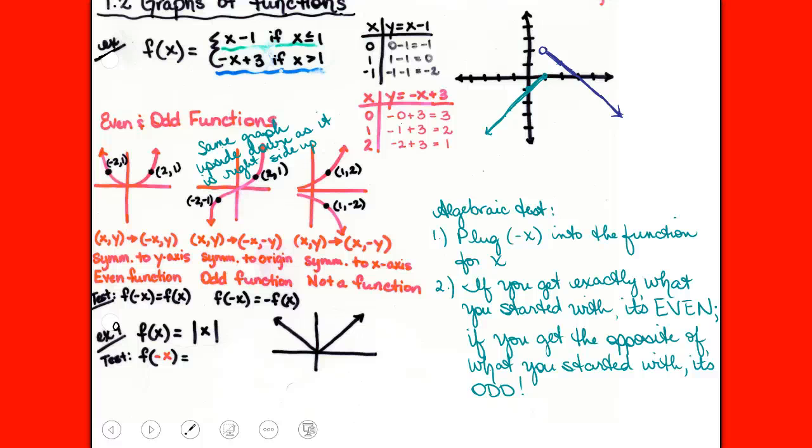So to determine if something is even, odd, or neither, plug a negative x into the function in the place of x. If you get the exact same function that you started with, it's even. If you get the opposite of what you started with, it's odd. If you don't get either one of those things, it's neither.